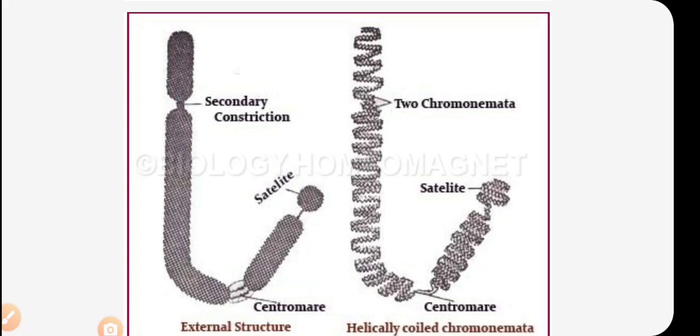The chromonemata in interphase, the thin coiled thread-like structure, has some bead-like structures, very small folding-like structures. These are known as chromomeres.